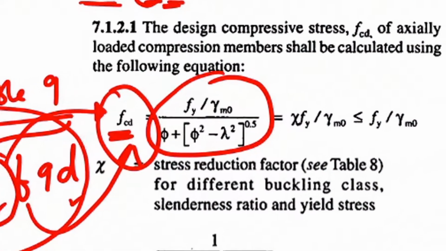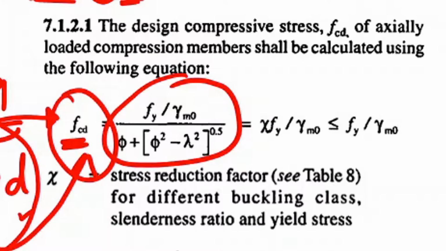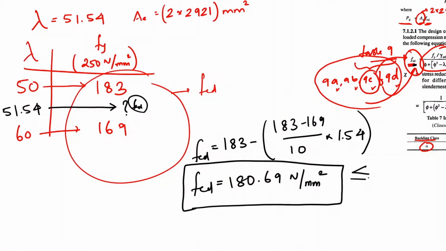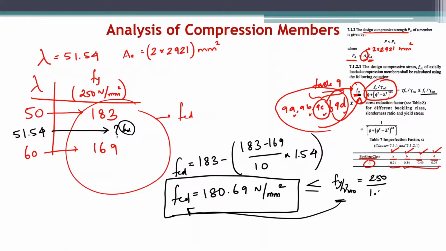Whenever you find the value of FCD, you have to always check whether the FCD which you found is less than or equal to Fy by gamma m naught. So it has to be less than Fy by gamma m naught, otherwise you need to take that as the FCD value. Fy is 250, gamma m naught is 1.1, which is 227.27 megapascal. So 180.69 is less than 227. No problem, we can consider 180.69 as the design compressive stress FCD.